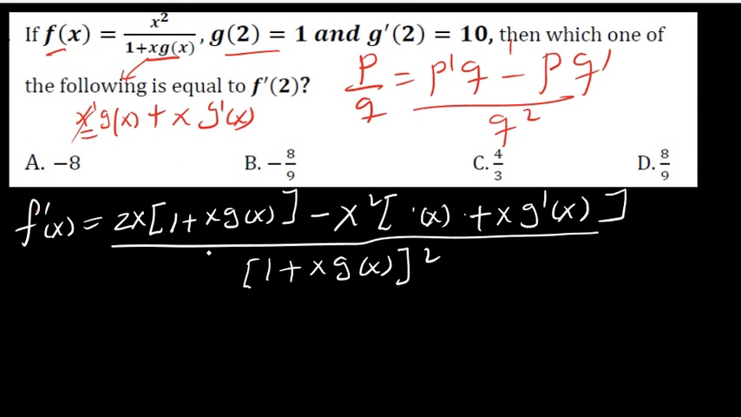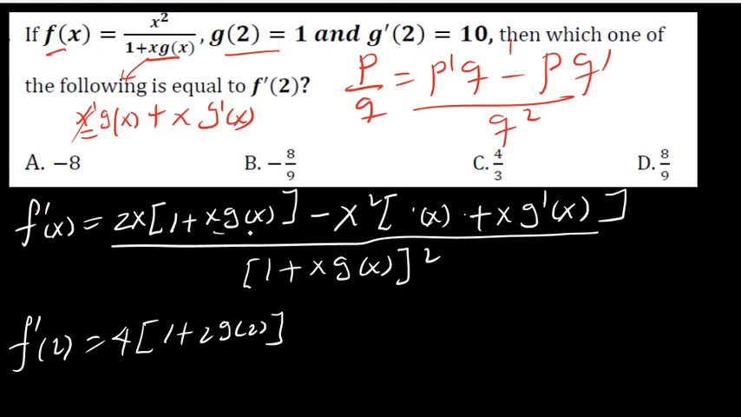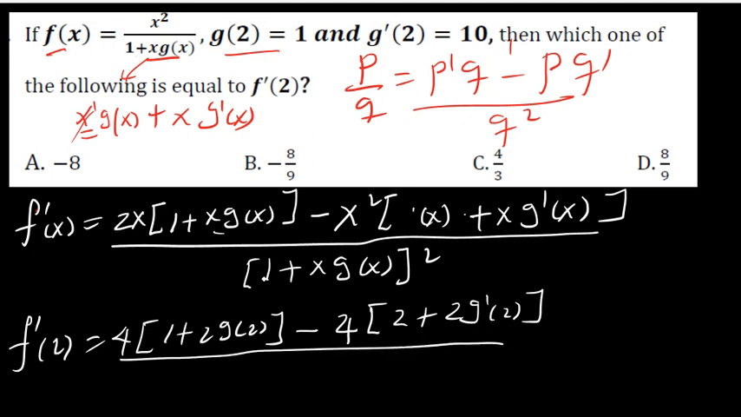Therefore now at this point, without any simplification, substitute 2, because we are asked for f derivative at 2. Substitute 2. 2 times 2 will be 4, and 1 plus 2 times g of 2, I'm substituting here also, minus 2 squared will be 4 again here, because x squared, in brackets 2 plus 2 times g derivative at 2, the whole over 1 plus 2 times g of 2, squared.